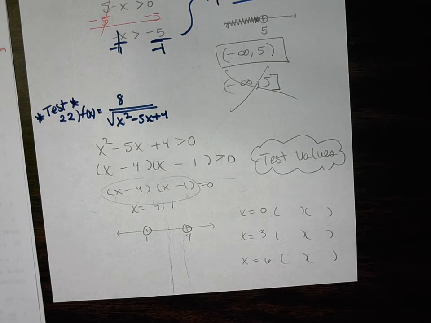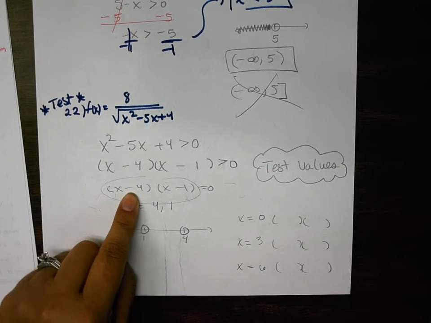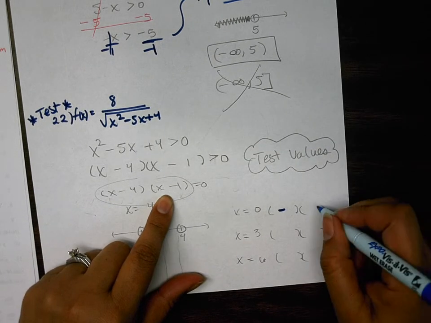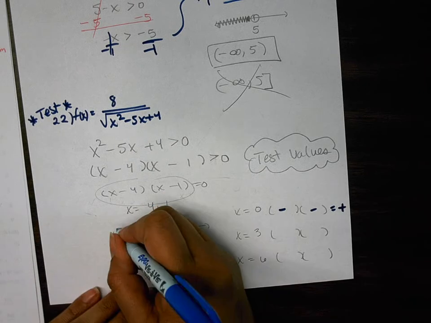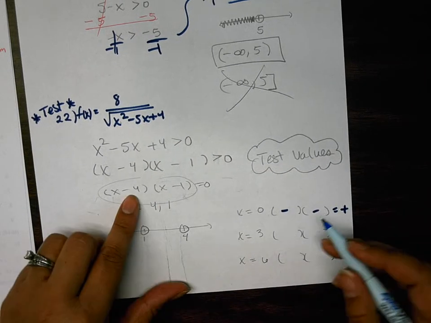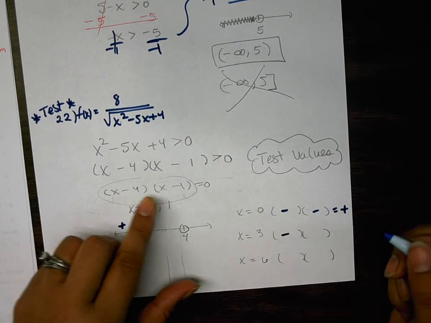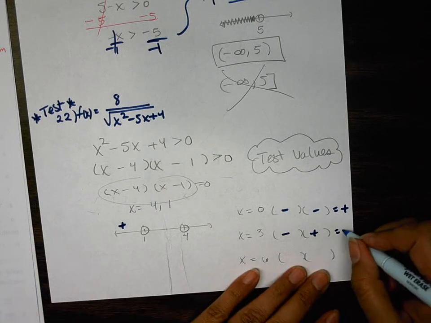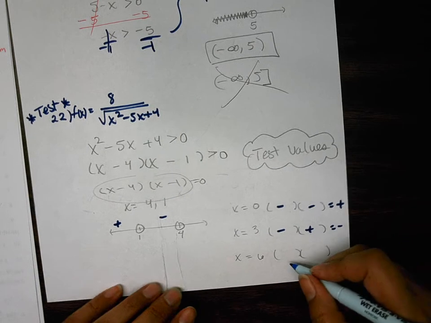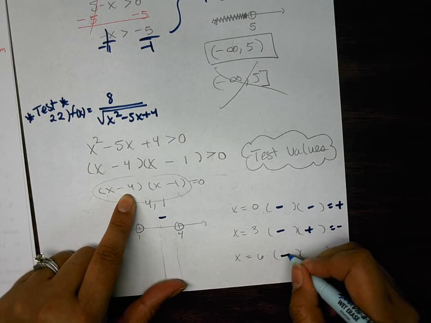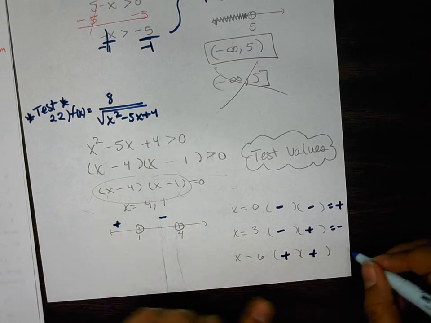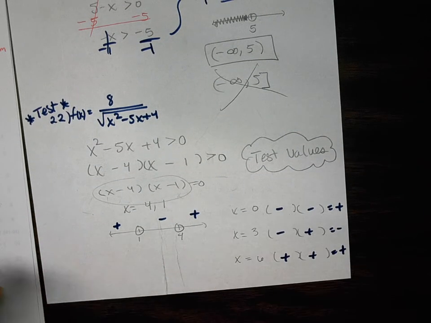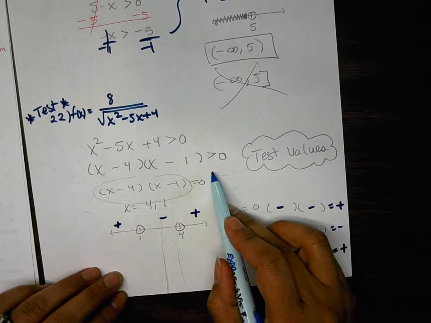So right here, what's 0 minus 4, a positive or a negative? 0 minus 1, a positive or a negative? Which equals a positive. 3 minus 4, positive or negative? 3 minus 1. And when you multiply that, you get a negative, and then 6 minus 4, and 6 minus 1. Would I still get positive if I had used 5 that somebody said earlier? Yeah. All right, where do I shade, outside or inside, if it's greater than 0?